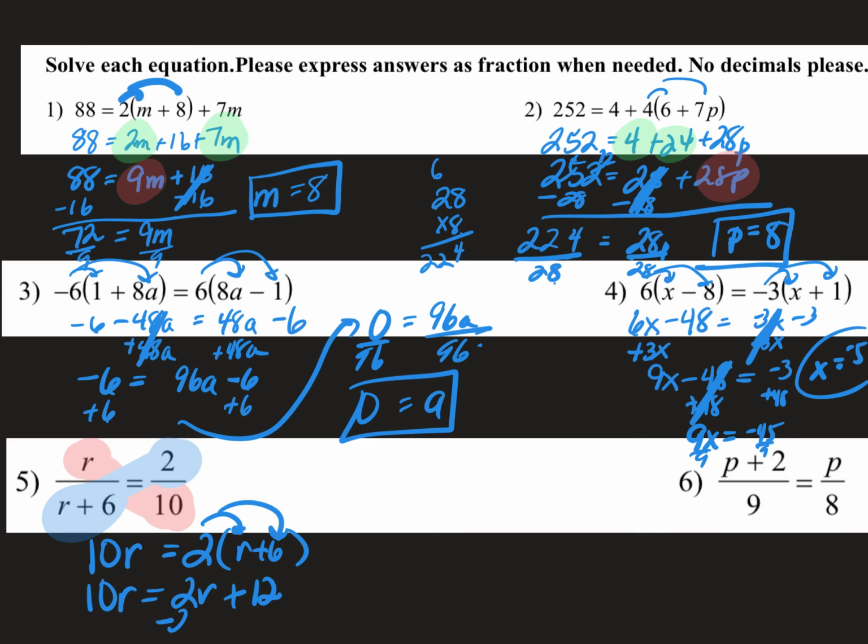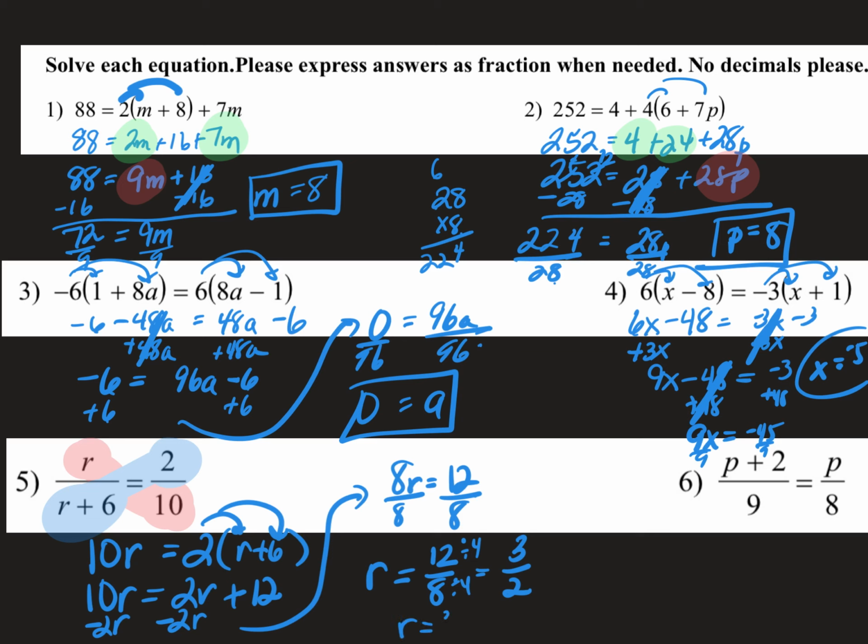Next, I'm going to subtract 2r. So 8r will equal 12. Looks like I'm going to get a decimal. Subtract 2r. 10 minus 2 is 8. Yep, it's okay. I'm not going to get a decimal. I'm going to get a fraction because I'm not going to use a calculator. And then 12 over 8 reduces to, both divisible by 4, reduces to 3 over 2. So r is 3 over 2.